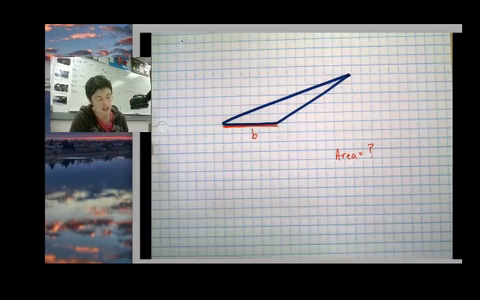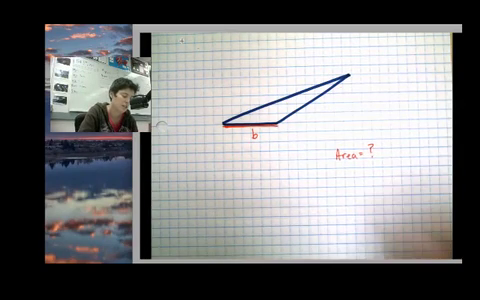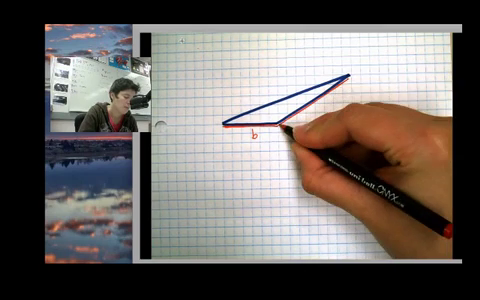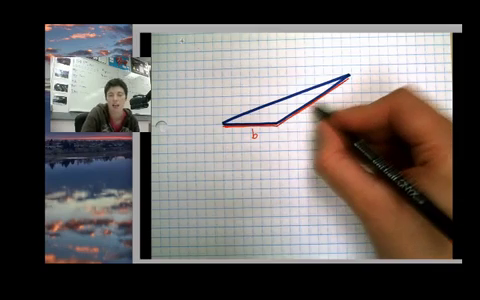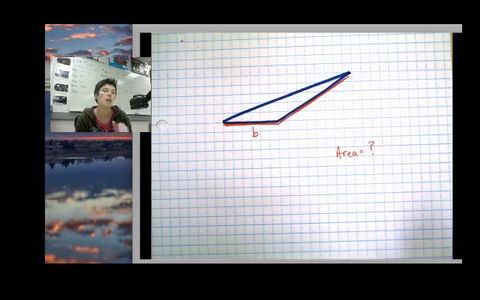Now here's the common mistake. A lot of kids will read this problem and see this long side and say, hey, there's the height. It's a really common mistake to say that this side length is the height, but that's not really true. Think about what height means. Height means how tall you are.